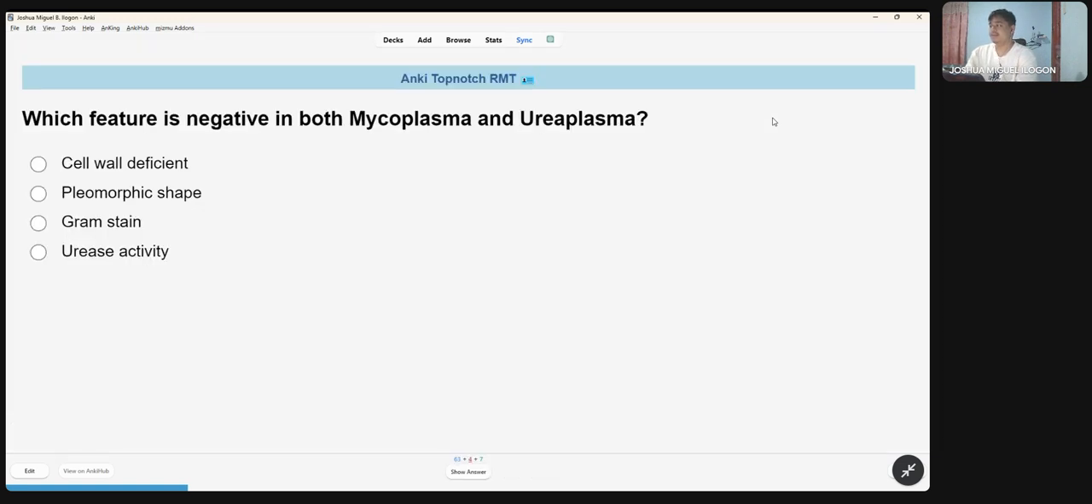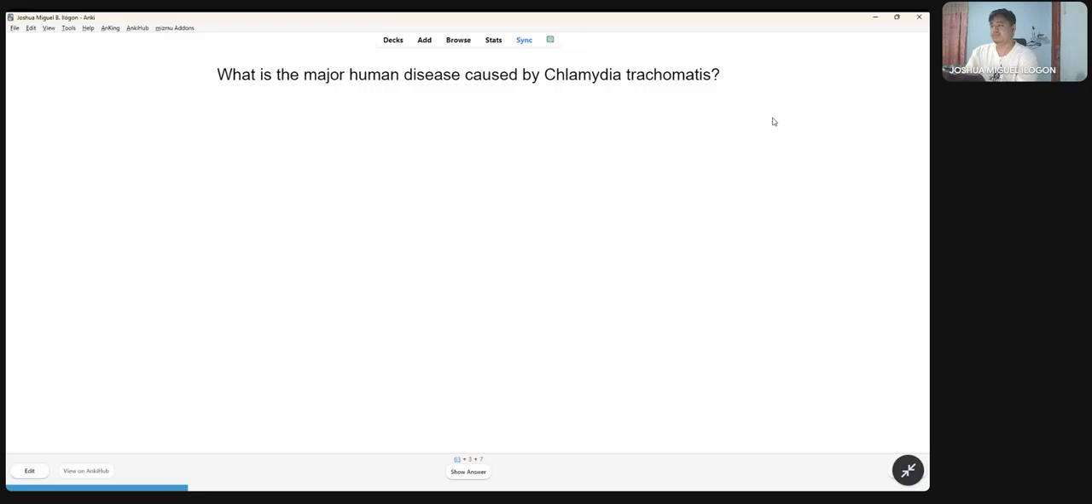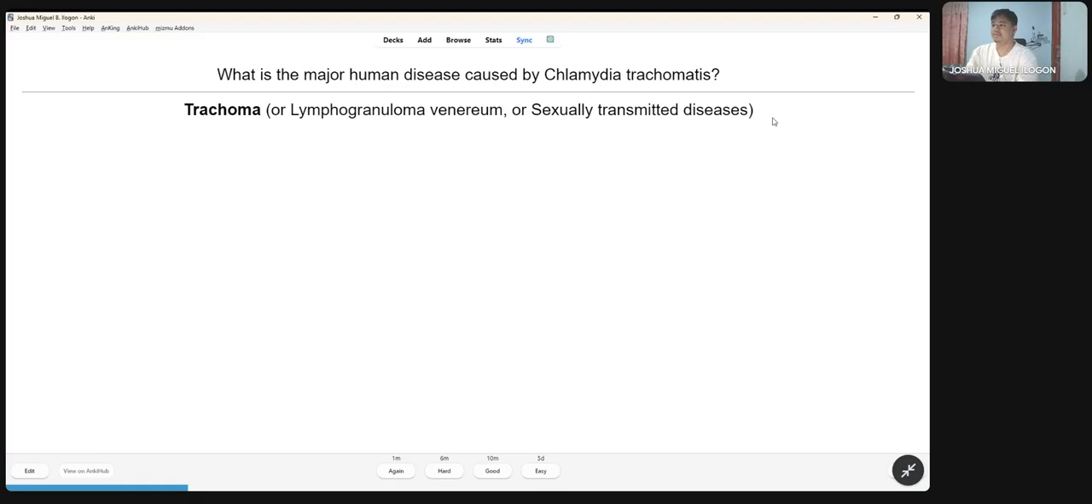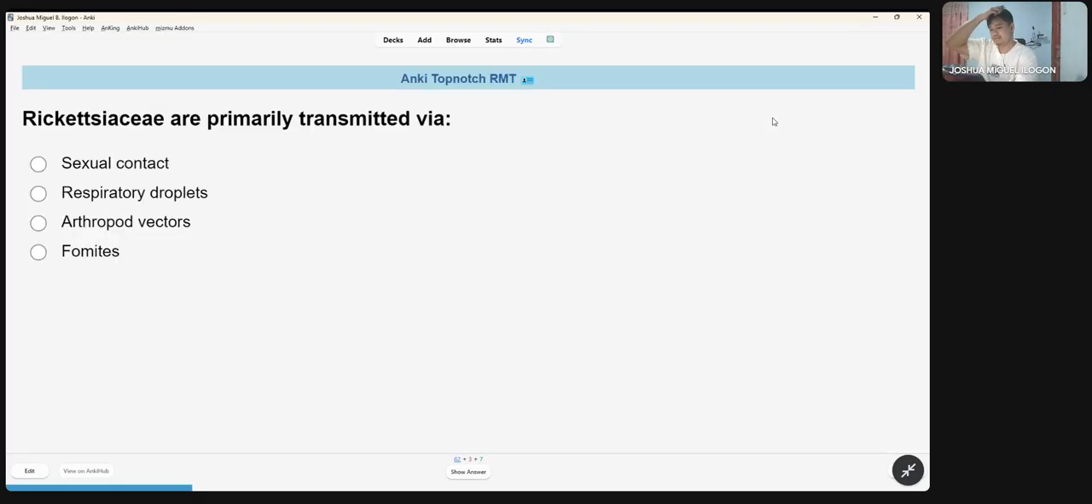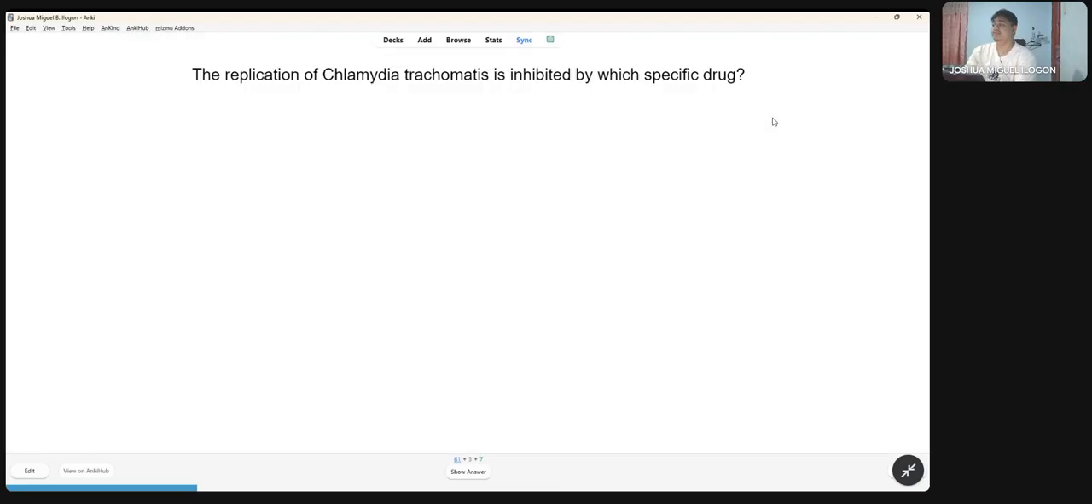Negative in both mycoplasma and ureaplasma. That's your gram stain. Which is a major human disease caused by Chlamydia trachomatis? It's an STD, right? Trachoma. Lymphogranuloma venereum. Rickettsiae are primarily transmitted via arthropod vectors for sure. Replication of Chlamydia trachomatis is inhibited by sulfa drug. I forgot about that.